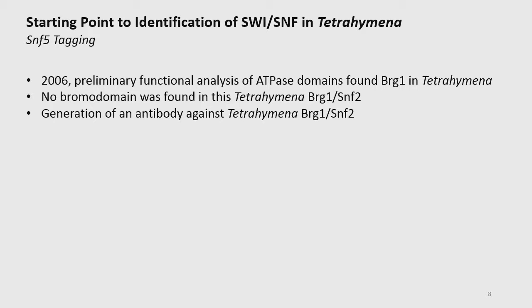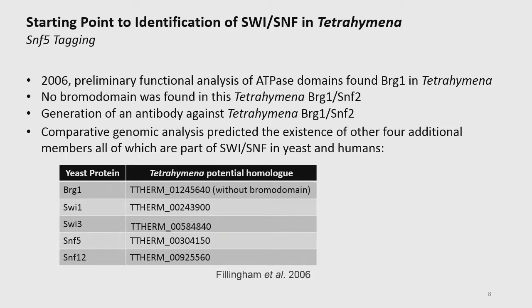And also there was the generation of an antibody against Tetrahymena BRG1. And comparative genomic analysis predicted the existence of 4 additional members, all of which are part of the SWI/SNF in yeast and humans. So on the left we have the yeast protein, and on the right we have the Tetrahymena potential homolog. So we have the BRG without a bromodomain, and then we have the other 4 members, SWI1, SWI3, SNF5, and SNF12. So we decided to tag the SNF5. The reason is that it's a well-conserved subunit in yeast and humans, and it was a potential homolog in Tetrahymena.